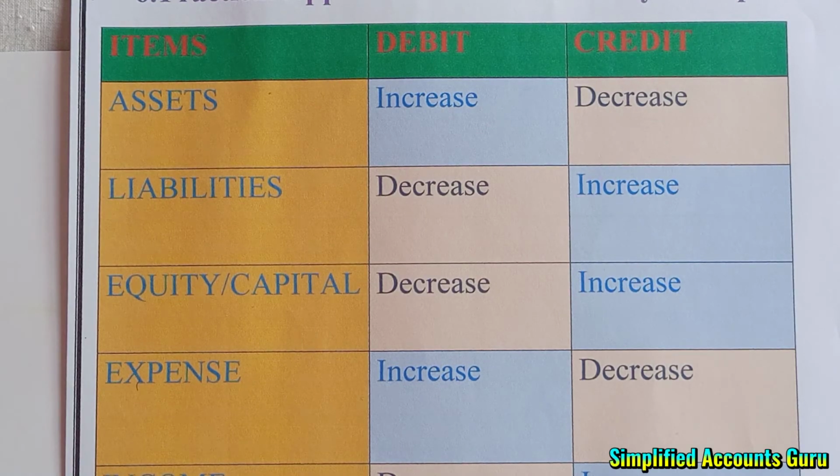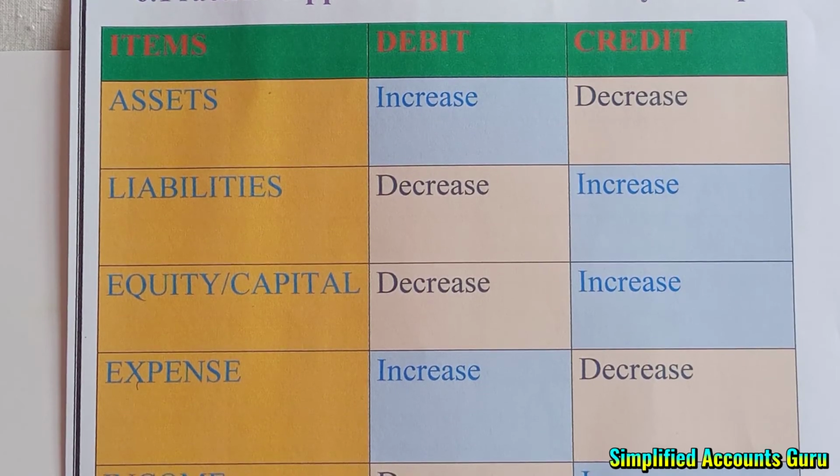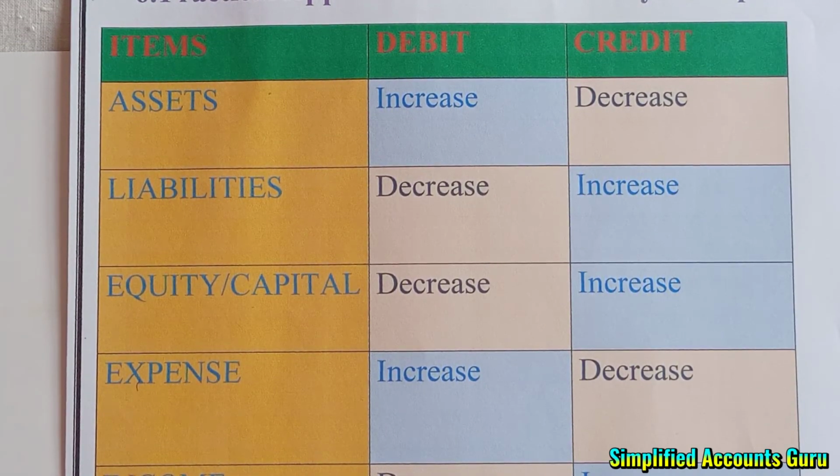It's good for you to master the pattern here. For assets, an increase in asset is debited, while a decrease in asset is credited. Under liabilities, an increase in liability is credited, while a decrease in liability is debited. Then under equity, an increase in equity is credited, while a decrease in equity is debited. Then we have expense. An increase in expense is debited, while a decrease in expense is credited.